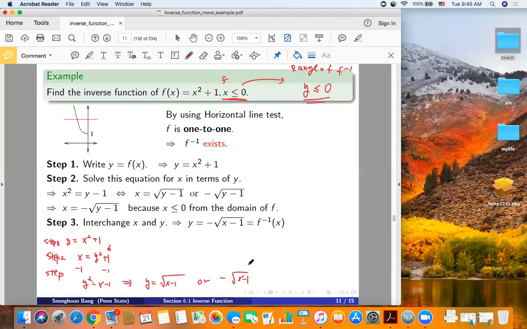This is like the range. So the range is negative. You have to ignore it. So this one is the inverse function. We have the same answer. It doesn't matter. Either one is fine.